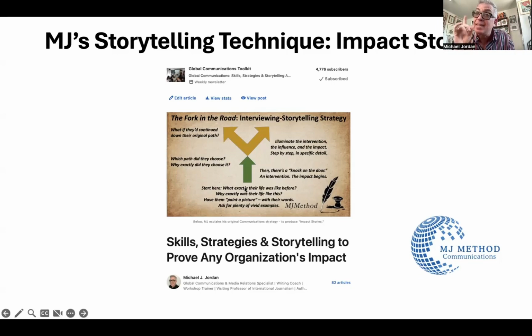As you see, the diagram actually starts at the bottom arrow there, which is here is someone's life. We describe what exactly was their life like before, what exactly was going on with the company before, with the organization, what their challenge was. Why exactly was their life like this? Why exactly was the challenge this way? And especially with plenty of vivid examples.